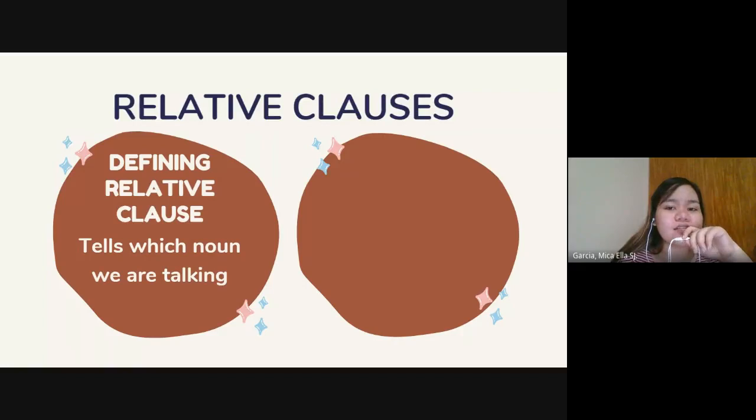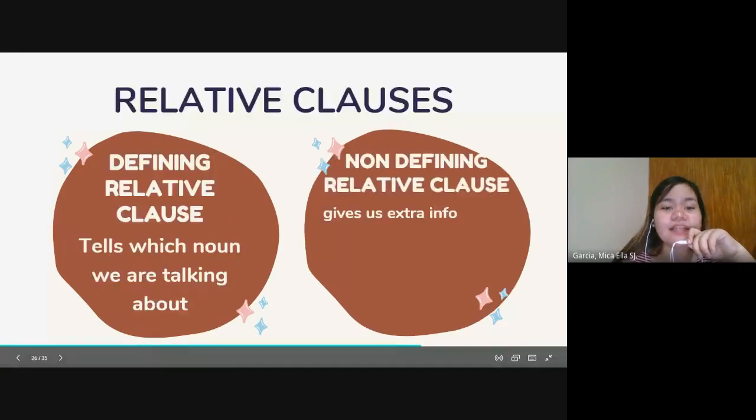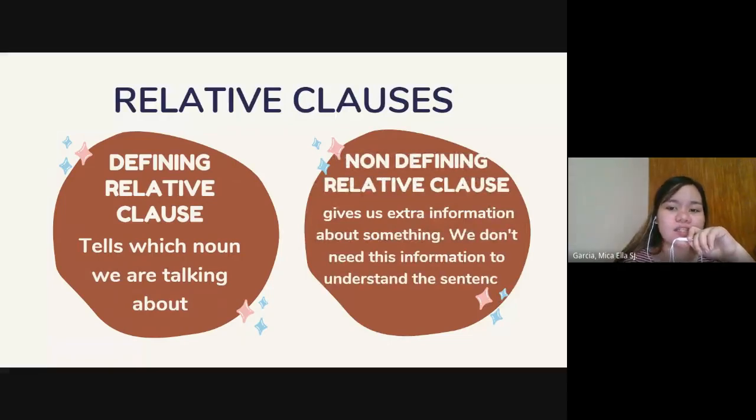So relative clauses have two types. First is defining relative clause. Defining relative clause tells which noun we are talking about, while the next type of relative clause is non-defining relative clause. Non-defining relative clause gives us extra information about something. Usually, this non-defining relative clause is not essential for a sentence, or it is just additional information.